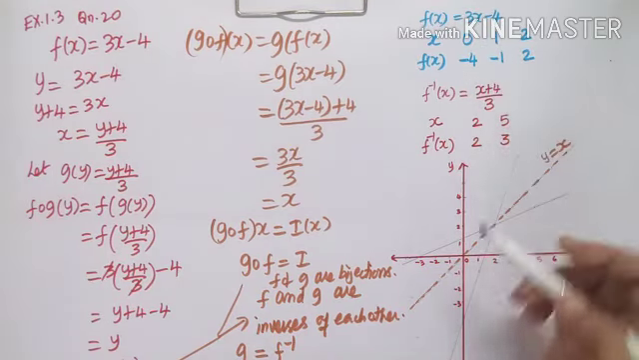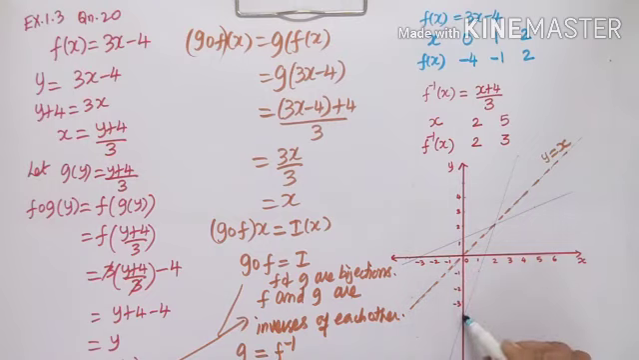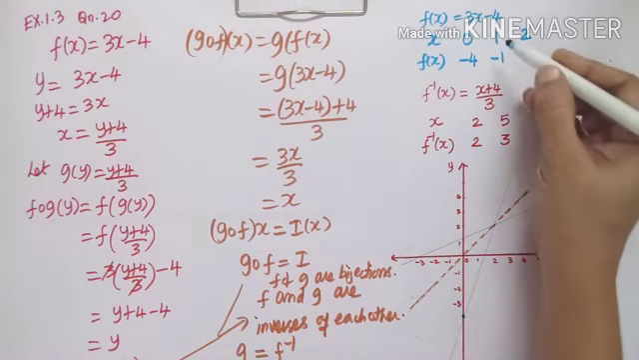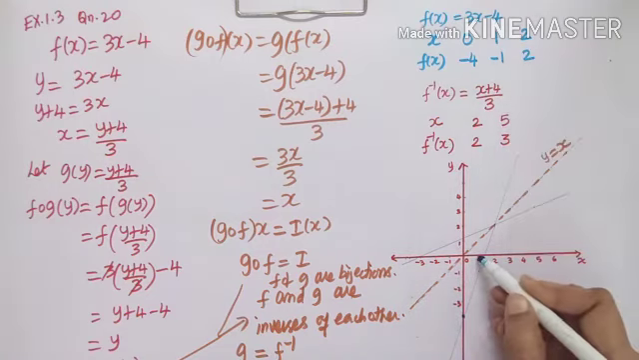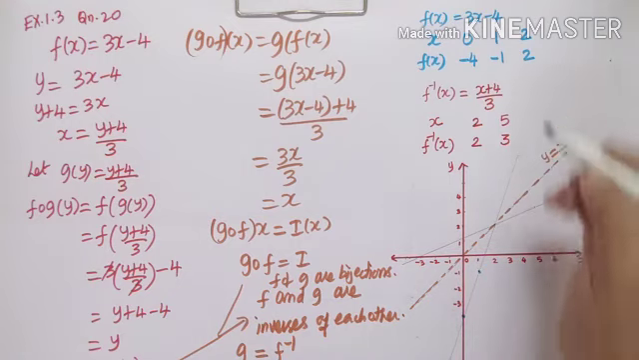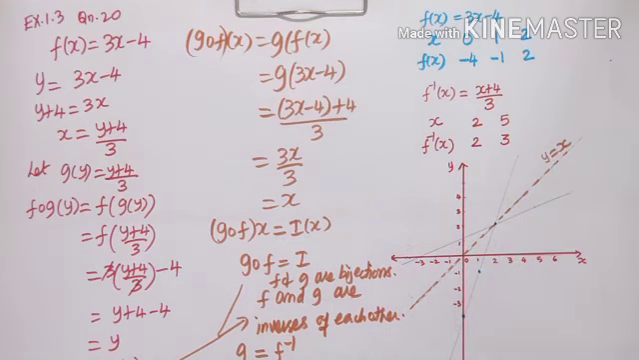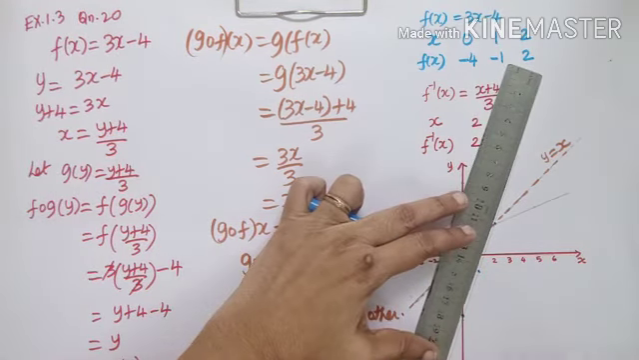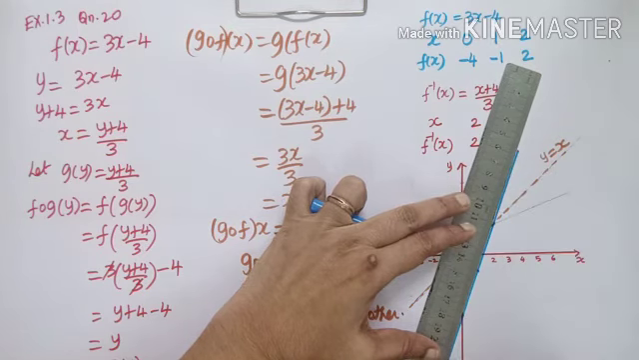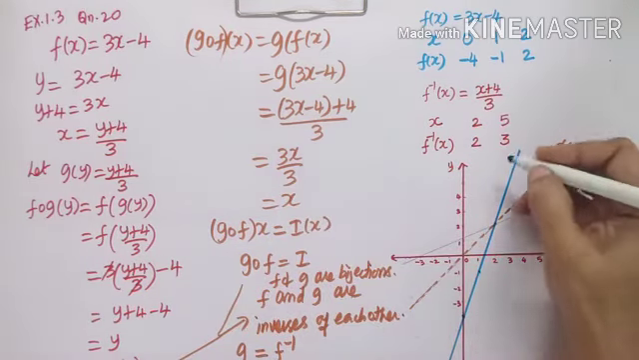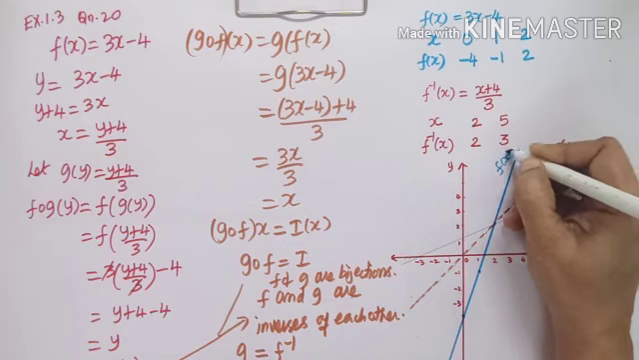0, minus 4 will be plotted here. This is 0, minus 4. 1, minus 1. 2, 2. So this is the point. So let us join all these three points. So this is f of x.